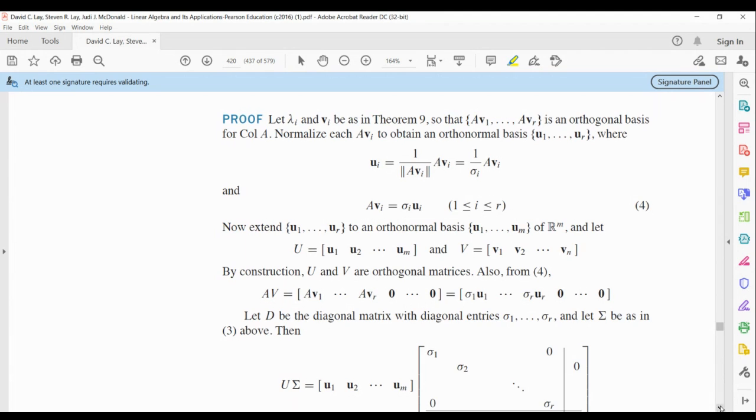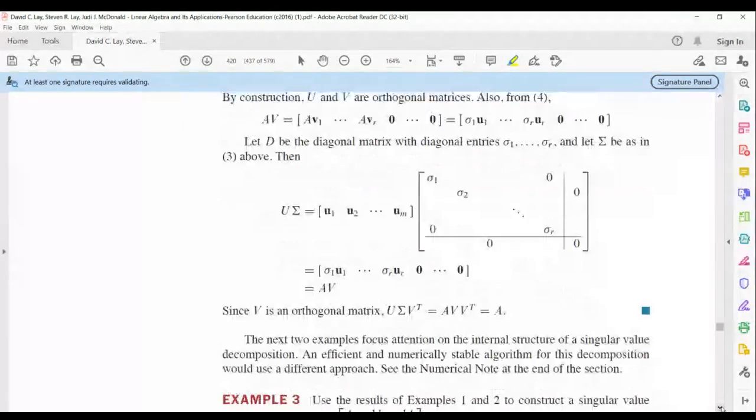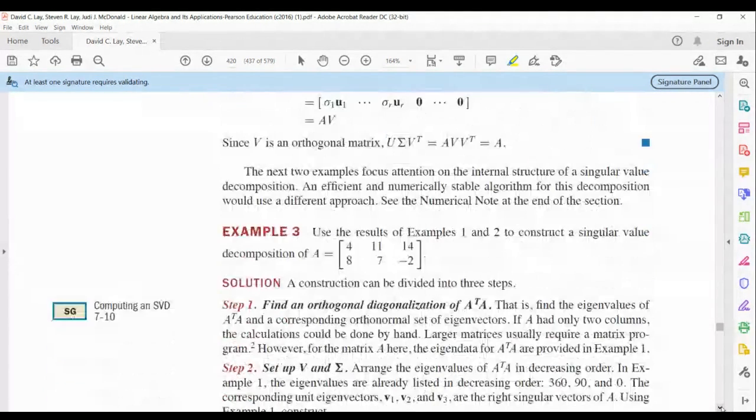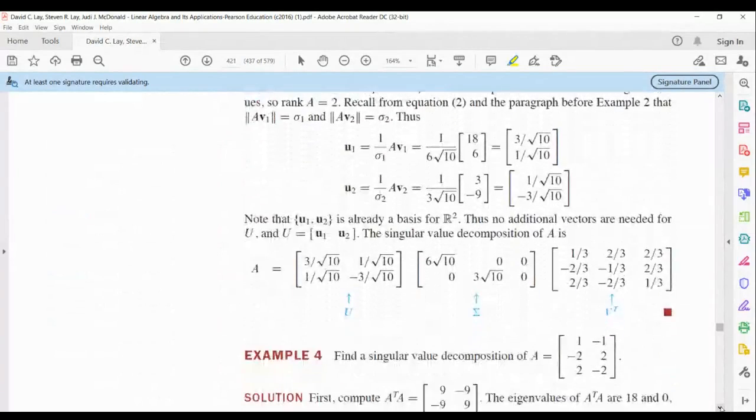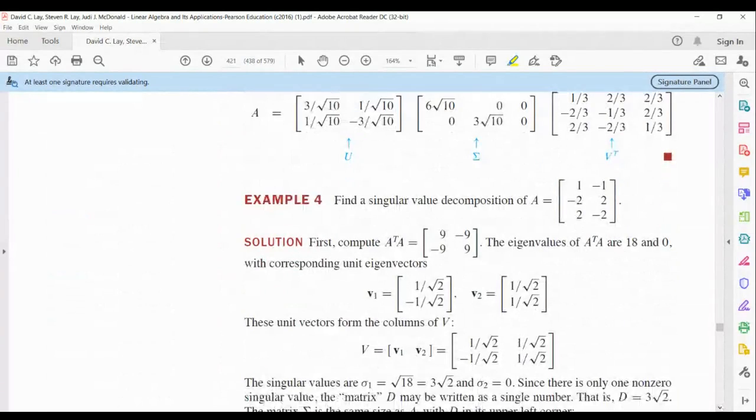I want to actually mention too, in the book we did example 3 here. We went through example 3, but they also have an example 4 as well, and they're doing a singular value decomposition of a 3 by 2 matrix. And then of course you can do a singular value decomposition of a 2 by 2 matrix.